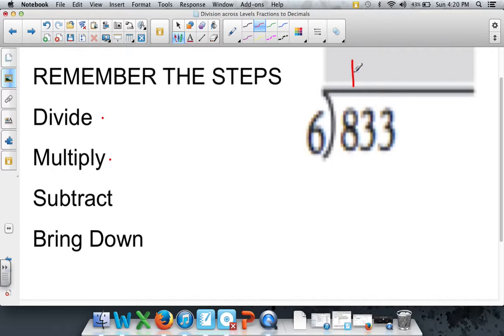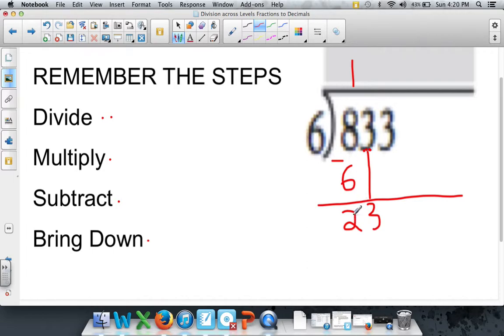Boop. Now you have to multiply. Boop. 6 times 1 is 6. Now you have to subtract. Boop. 8 minus 6 is 2. Now we have to bring down. Boop. So you bring down the next number over. We already looked at the 8. Now let's look at this 3. Bring it down. And it crashes. Now you got to ask yourself again, more division for a second time. Boop. How many times does 6 go into 23?